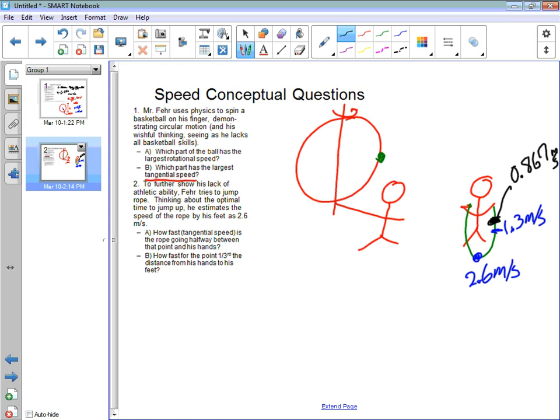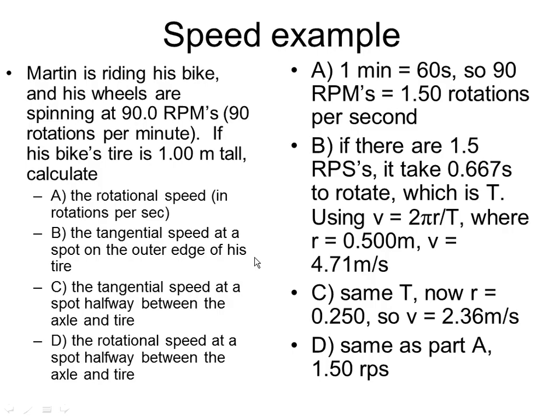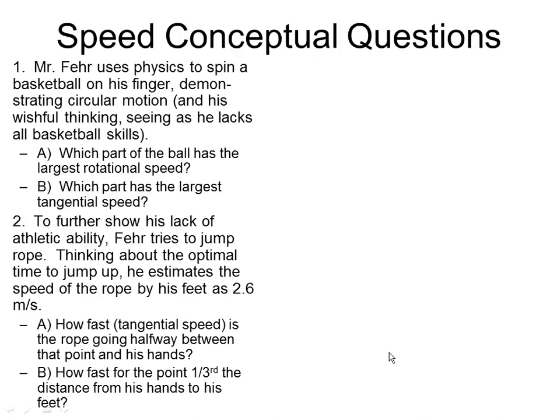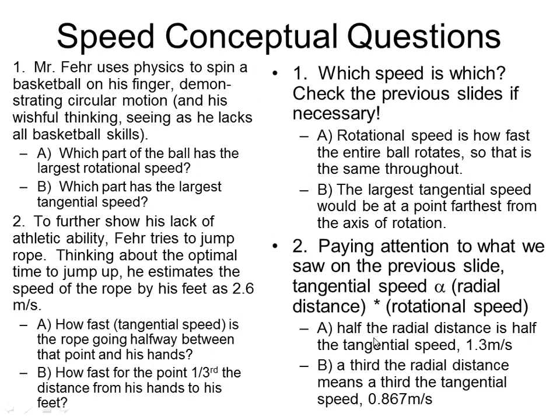We used the concept that we had figured out last time. When we double the radial distance, we double the tangential speed. So that's how we were able to figure out those values even without any calculations. So tangential speed is proportional to radial distance times the rotational speed. Physics. You gotta love it.